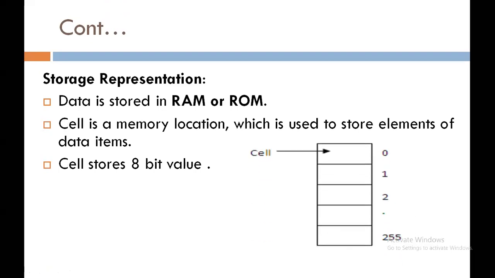Now, this is the diagram of storage representation of data. It contains a number of cells. For example, we consider that it starts from 0 and ends with 255, so it can store 256 data values. Each and every location is called a cell. This is a cell.